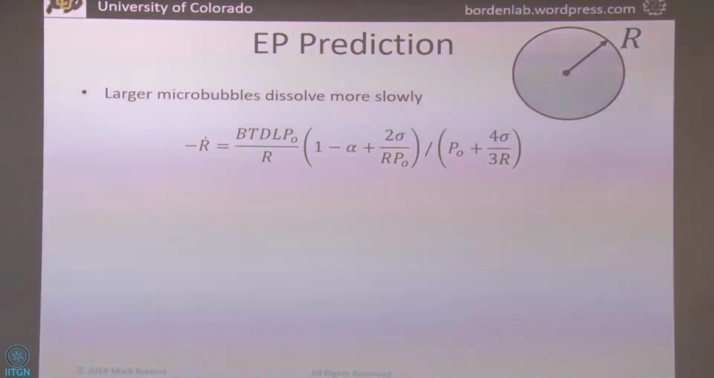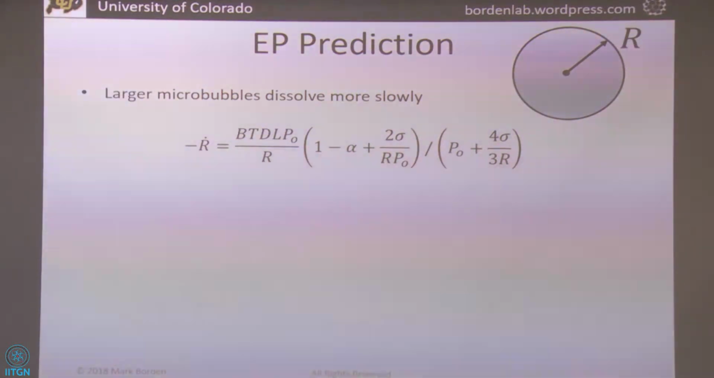So from this equation, you should be able to see right away that larger bubbles will dissolve more slowly than smaller bubbles. Okay? Because r is right here in the denominator. So if r is bigger, then this whole term is smaller, so that r dot is smaller. Also, if we look here, we have 1 minus alpha. Alpha is equal to 1 if the surrounding medium is saturated. So 1 minus 1 is 0. The only thing then left is this term.